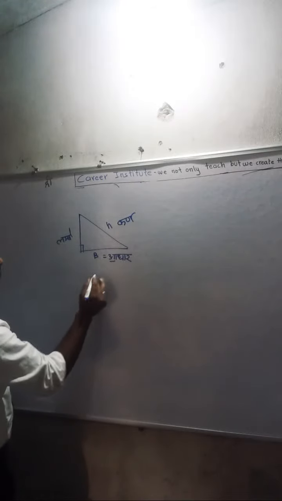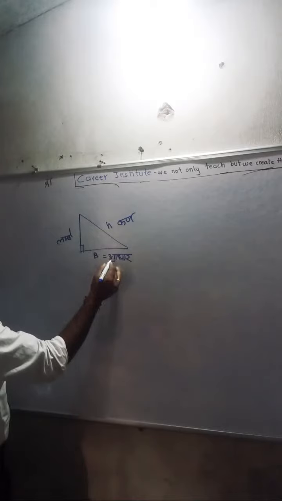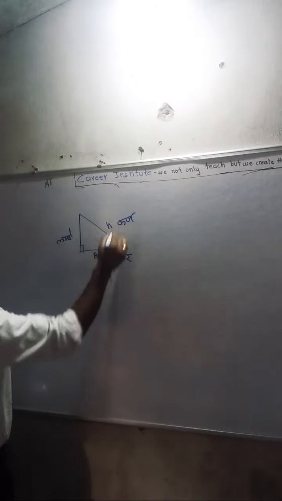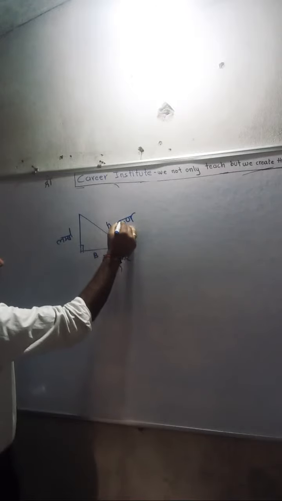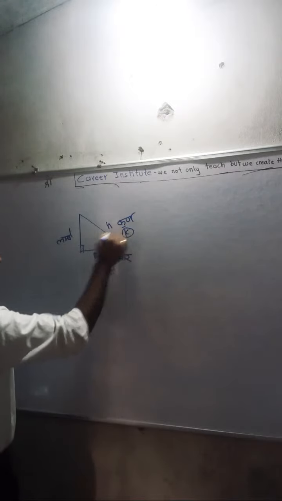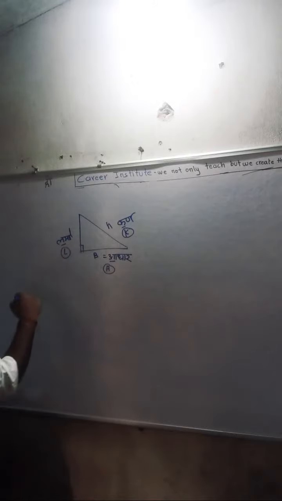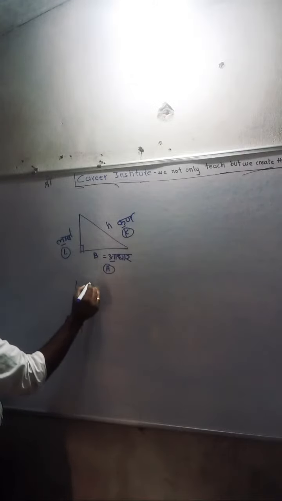So A for what? Aadhar. K for Karn. And Lamb, L for Lamb. Clear now? Now you will have to remember one formula.